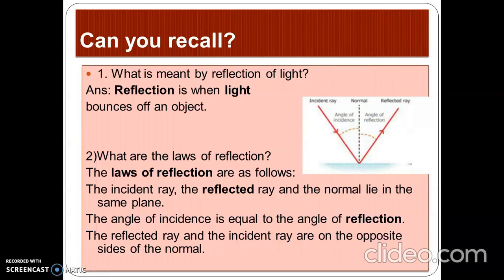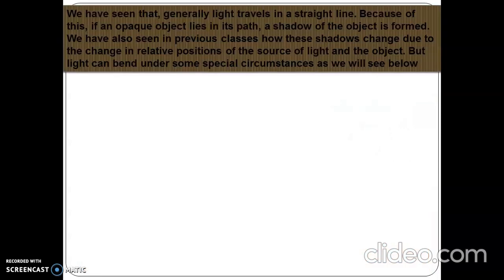Now let's see what is the meaning of refraction. Now we have seen that generally light travels in a straight line. And because of this, if an opaque object lies in its path, a shadow of the object is formed. Opaque means the object through which the light does not pass.